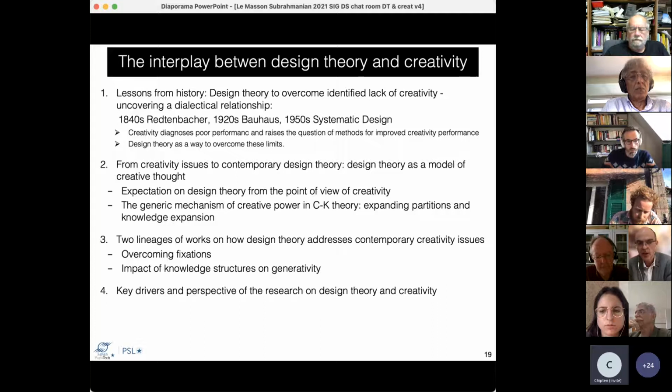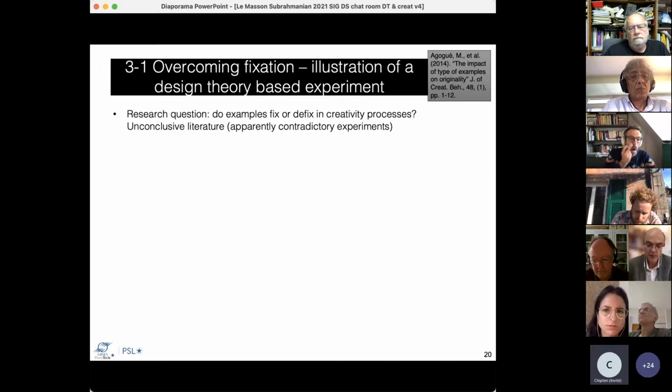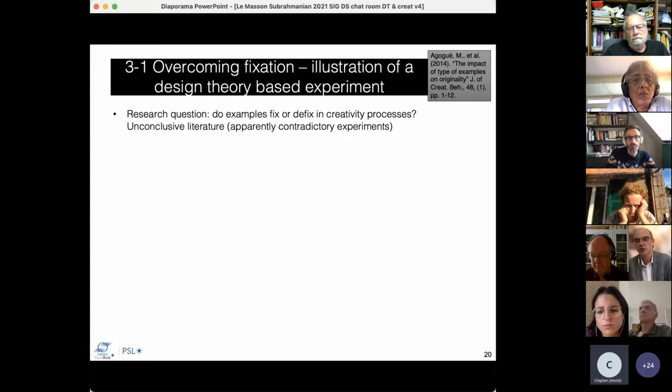Let's begin with the first. And here in this part of the presentation, I would like to show you in more depth how you can make use of design theory to address a creativity question. So I begin very slowly with, for me, a very illustrative publication made by Marina Goguet and colleagues on the impact of type of examples on originality. The initial research question was, do examples fix or defix in an ideation or a creativity process? And the literature at that time was very inconclusive, with situations where examples were shown to defix and other situations where an example was shown to highly fix. So, open question. And how to solve it?